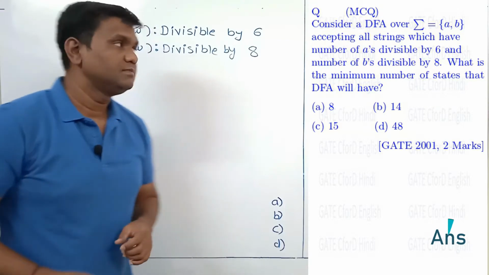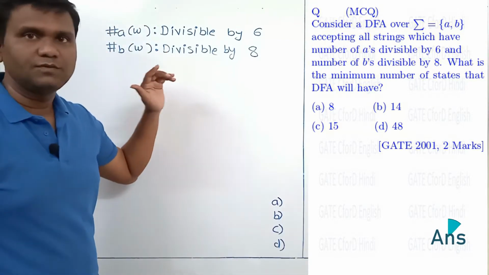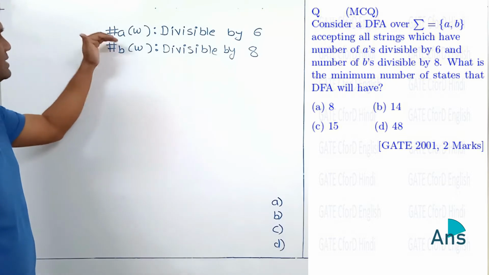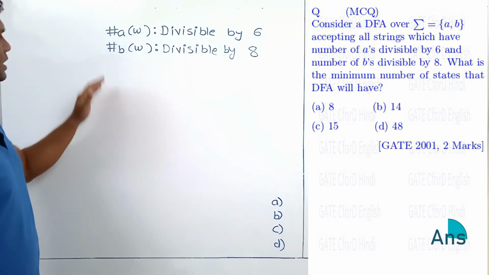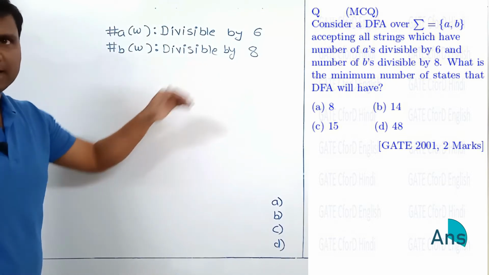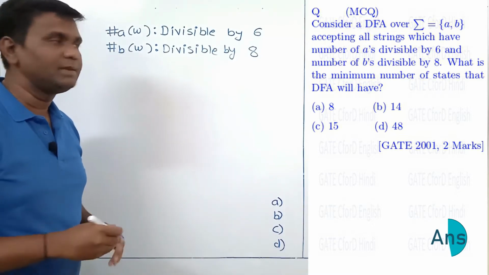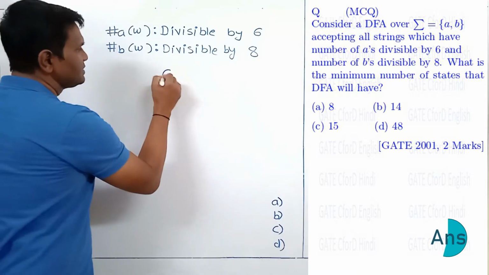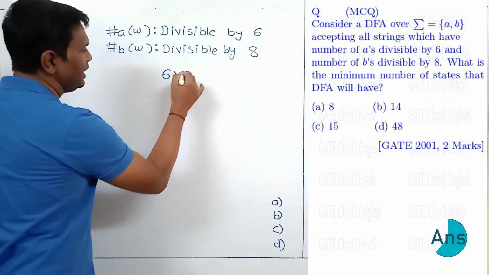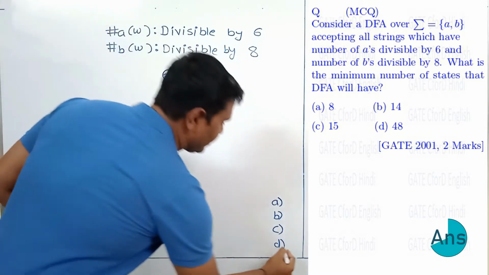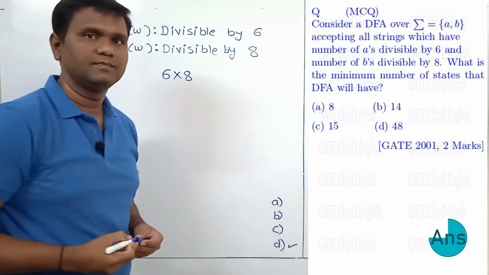So in this problem, the divisible by condition is for different symbols. Number of a's in W divisible by 6, number of b's in W divisible by 8. So if the divisible by condition is on different symbols, we have to take multiplication. So the minimum number of states will be 6 into 8, that is 48. The correct option is option D.